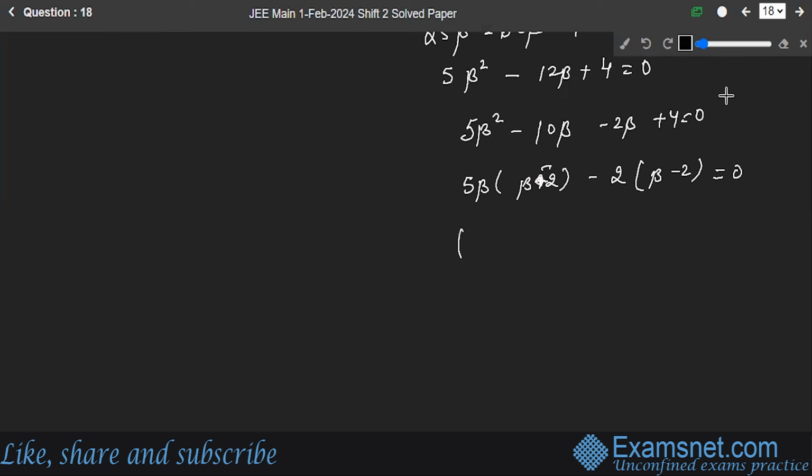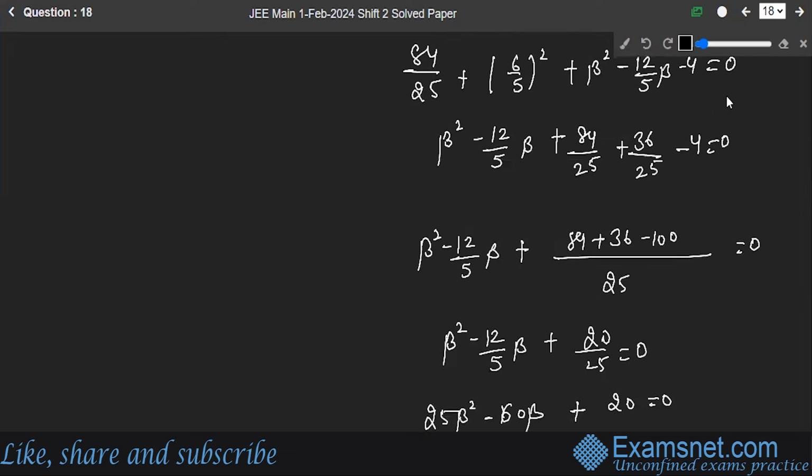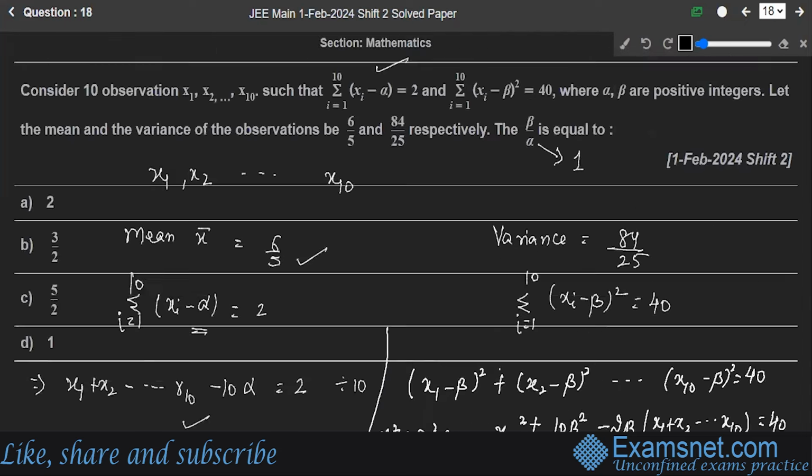So the two factors will be 5 beta minus 2 and beta minus 2 is equal to 0. That means beta can either be equal to 2 or 2 by 5. These are the two values for beta. Okay. Now you have to find out what was this.